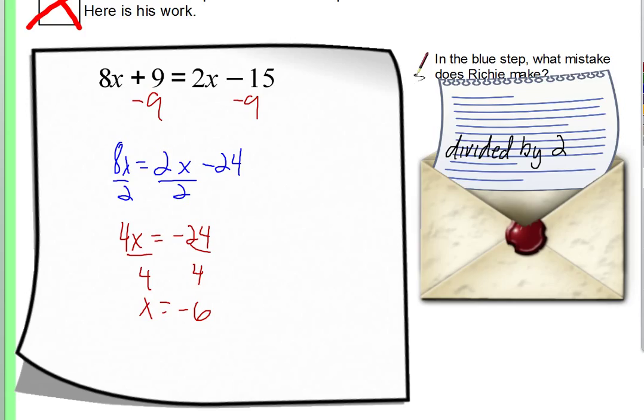Okay? Now, is dividing by 2 a mistake? Is it wrong to divide by 2? You just have to divide the whole side by 2. Right, we've talked about this before. If you were to divide by 2, you would have to divide everything by 2. Now, in this problem, it's not so bad. It would look like this. 4x equals x, right? 2x divided by 2 would be x.